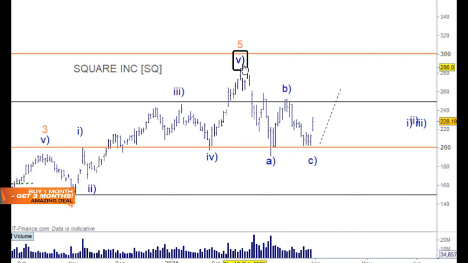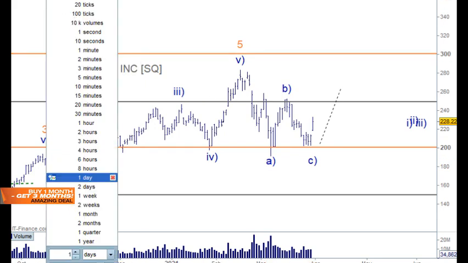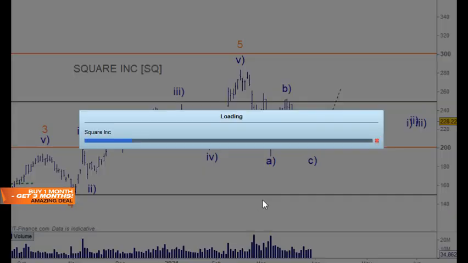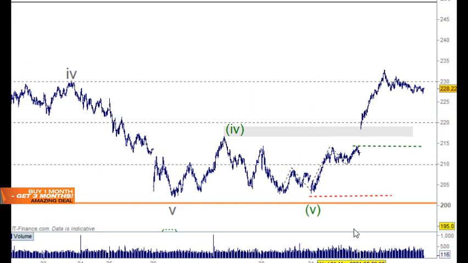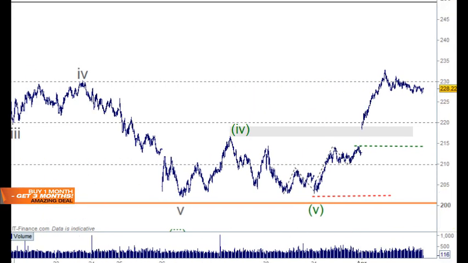And Square, we'd been looking at this as an A wave, a B wave, and a C wave here. So we'll just have a look at the tick chart. I mean, a lot of other stocks will be like this as well.